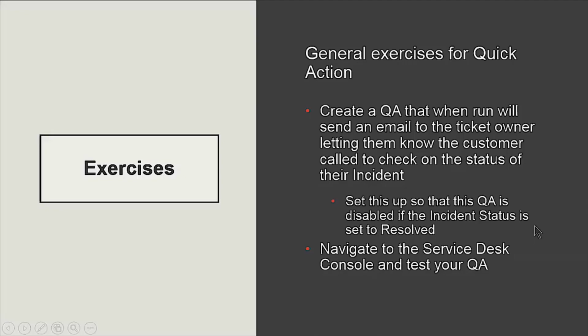And then finally, navigate to the Service Desk console, the user interface, and test out your quick action. Test it against an incident that is set to active. Make sure you can do that. And then change an incident or locate an incident that's resolved and make sure that that quick action is grayed out on the menu.